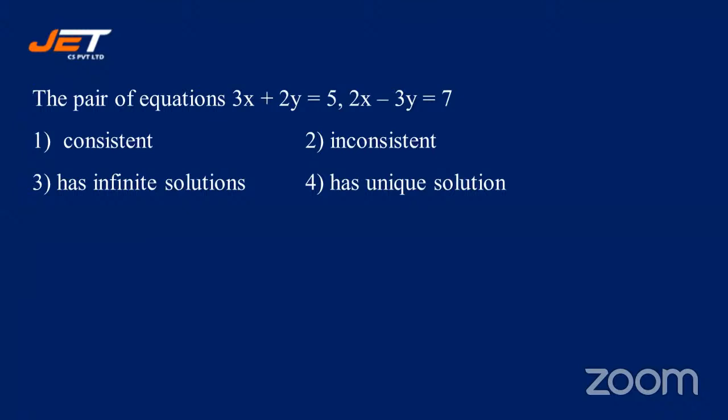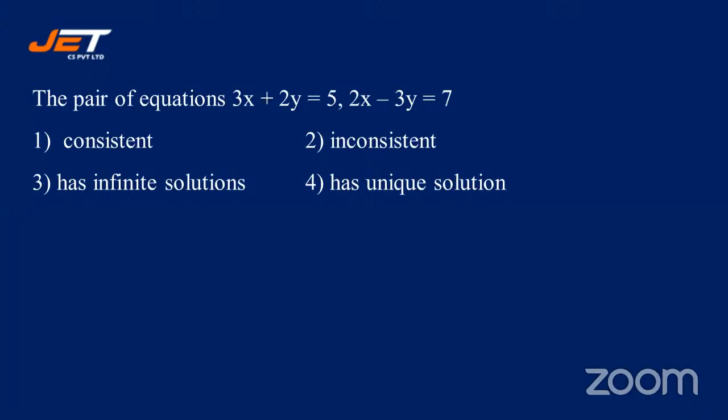The pair of equations 3x plus 2y equal to 5, 2x minus 3y is equal to 7. Is it consistent or inconsistent, or it has infinite solutions, or it has unique solutions? So how do you find out? Just find out a1 by a2, b1 by b2. If a1 by a2 is not equal to b1 by b2, then we say that it is consistent.